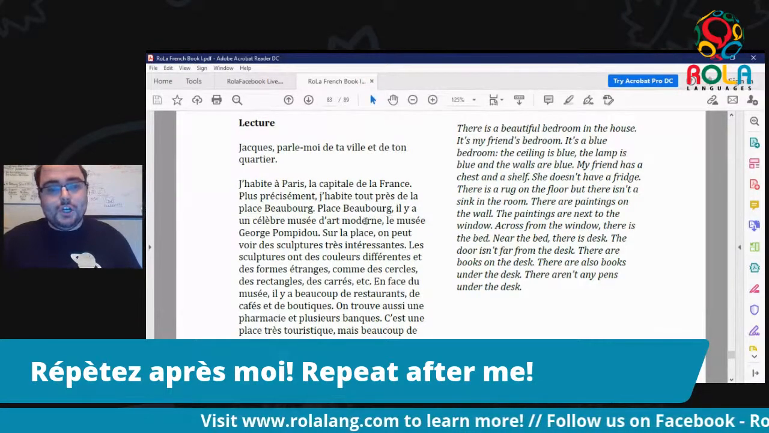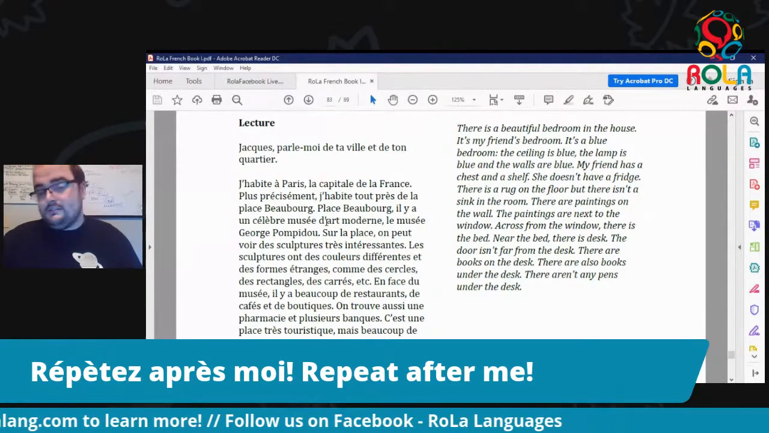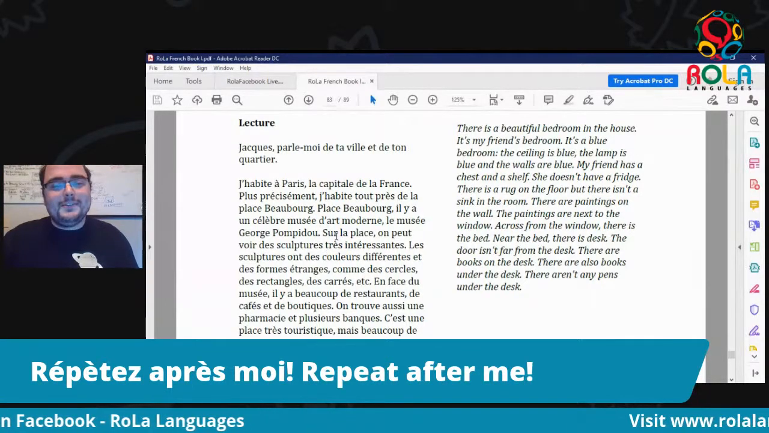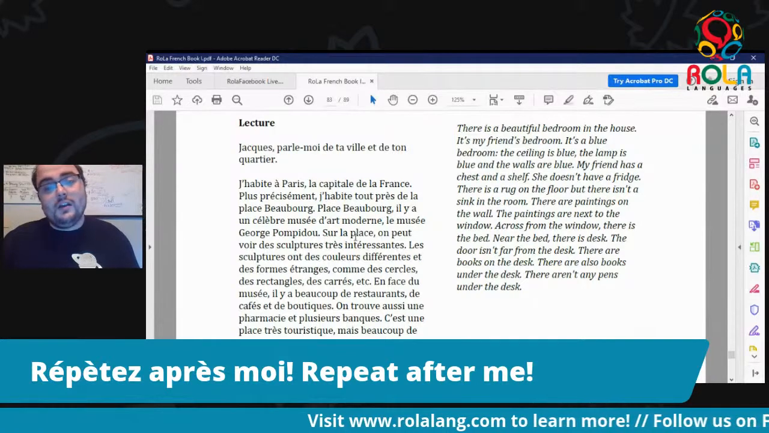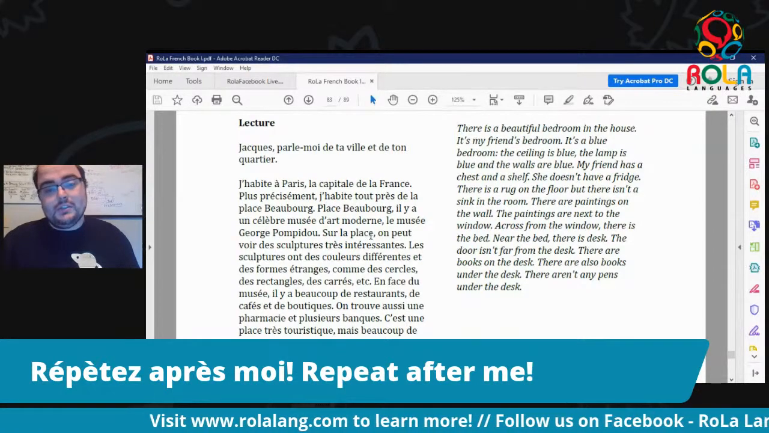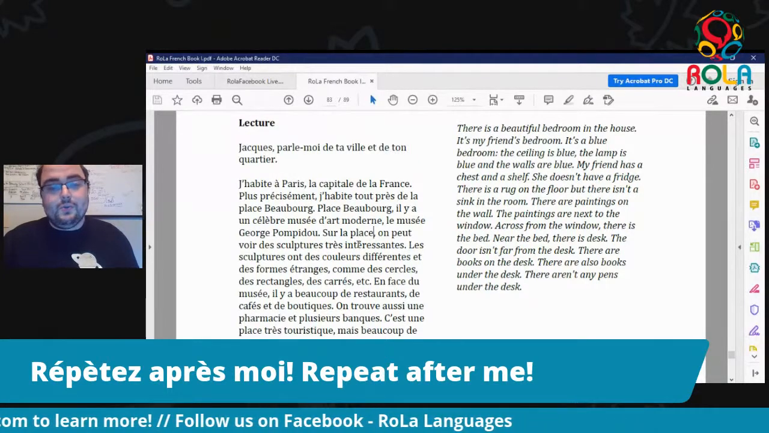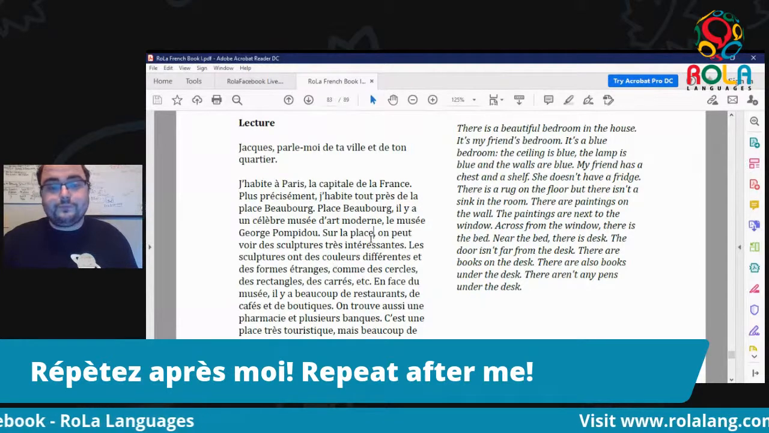Le musée Georges Pompidou. This is a famous person in France. I don't think he's still alive. Sur la place, on peut voir des sculptures très intéressantes. At the place, one can see very interesting sculptures.